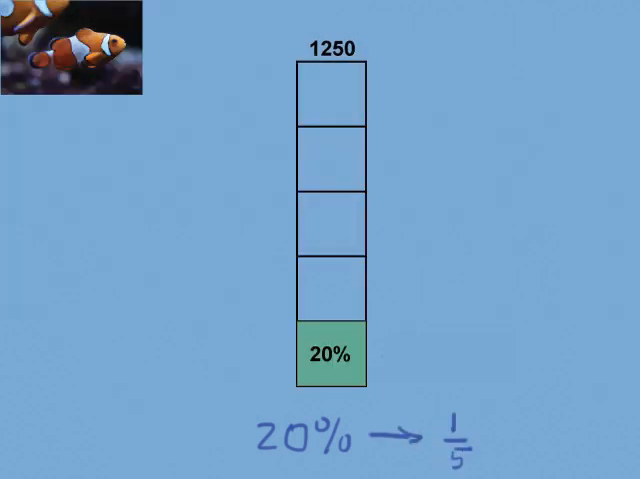This 5-section rectangle represents 1,250. Each section represents 20%, or 1/5. So 1/5 of 1,250 is 250. So there are roughly 250 clownfish in the coral reef. Let's look at another example.